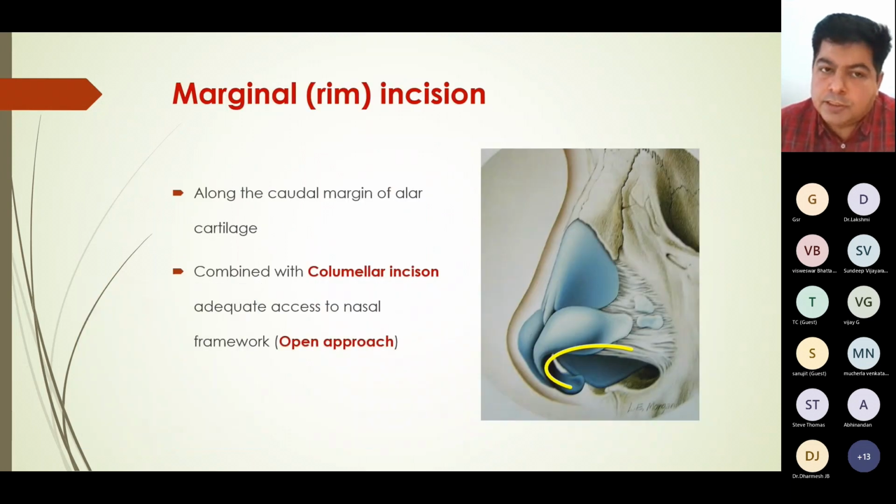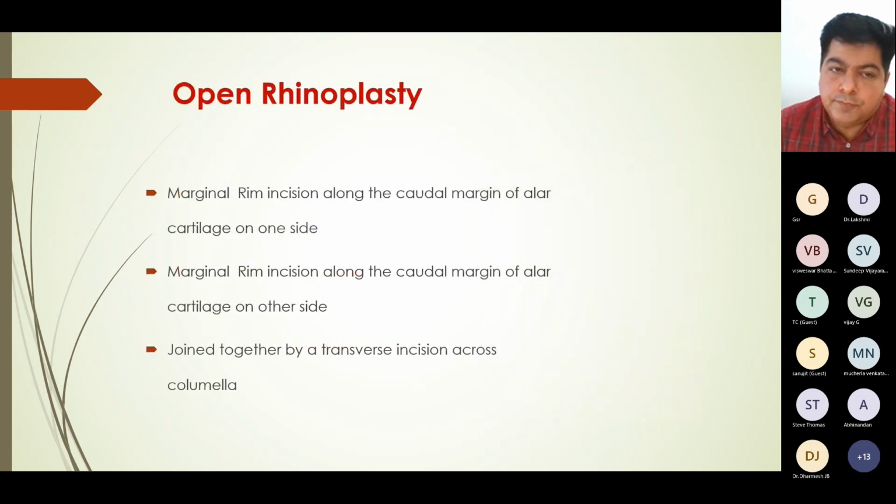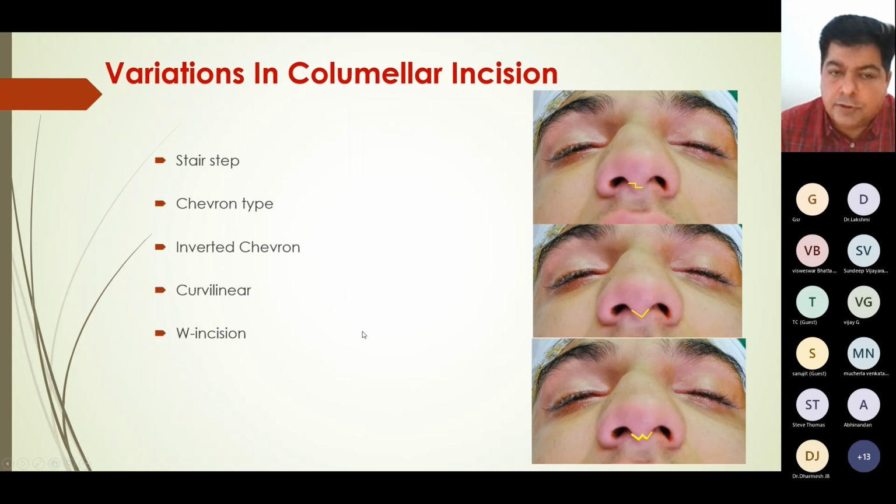So more commonly used is the marginal incision, or the rim incision as we say, for open approach. It goes along the caudal margin of the alar cartilage, and it is combined with a columellar incision for complete access to the nasal framework in open approach. So in open rhinoplasty, there is a marginal rim incision along the caudal margin of the alar cartilage on one side, and a similar incision on the opposite side, which is joined together by a transverse incision across the columella.